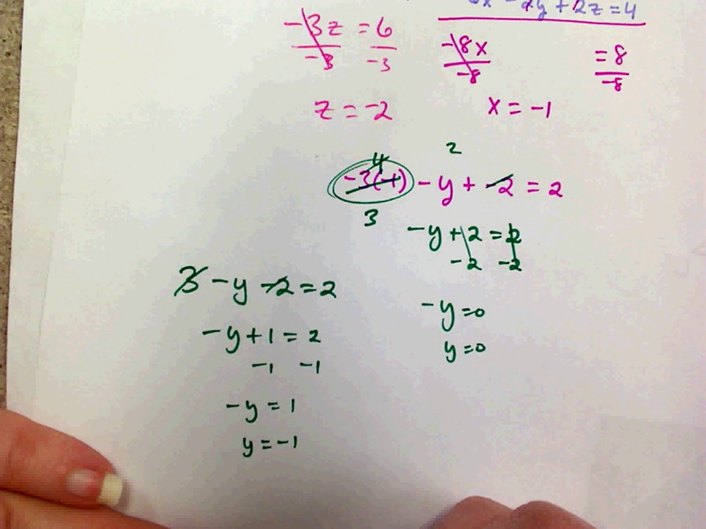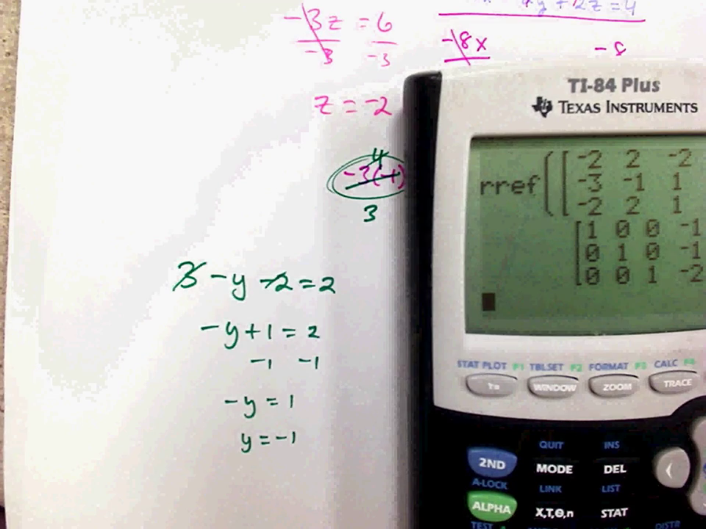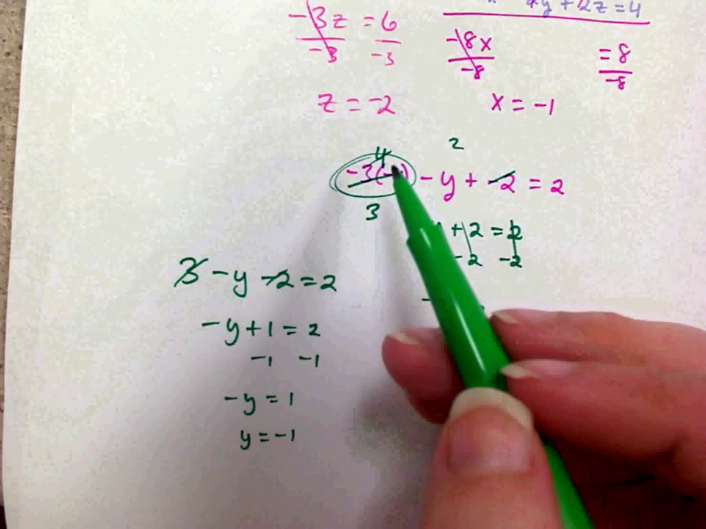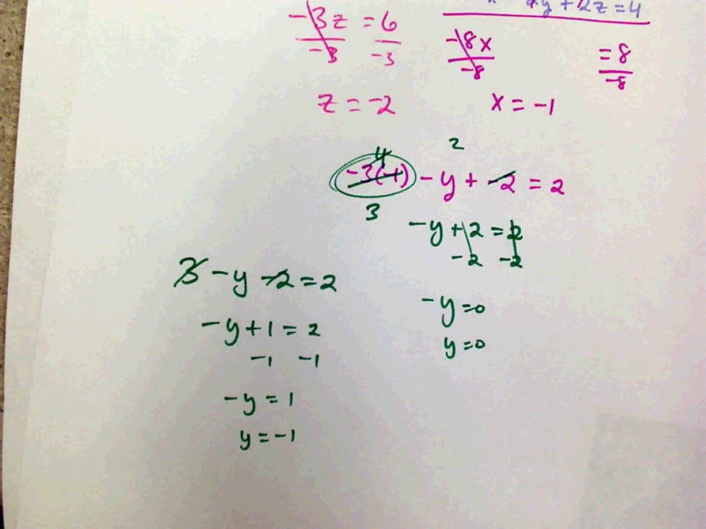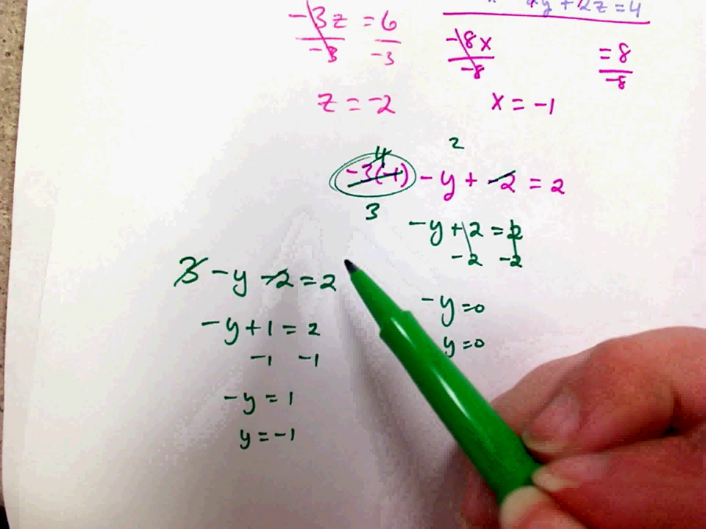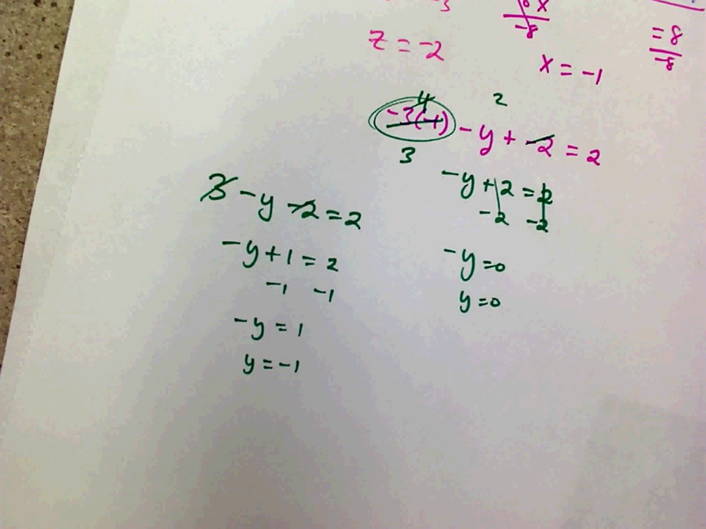So, again, it's a good way to check your answer, because I made a silly mistake. Negative 3 times a negative 1 is, in fact, not 4. It's positive 3. Okay. How would I even get 4? Oh, well. Okay. So, that's working out that one.